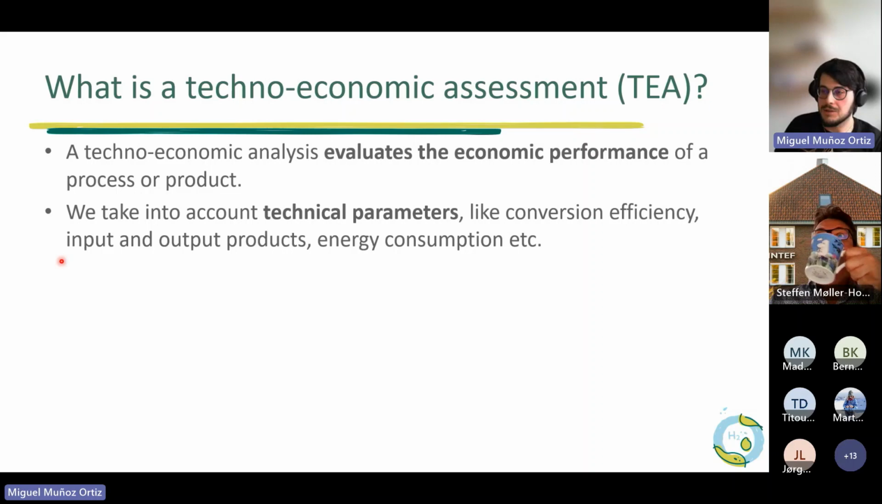For that, we need to take into consideration technical parameters, as the name says, techno-economic. That includes conversion efficiencies, for example, how much electricity we get out of the hydrogen, which are the input and output products. For example, an electrolyzer needing water and electricity to produce hydrogen. What is the energy consumption of all these elements, etc.